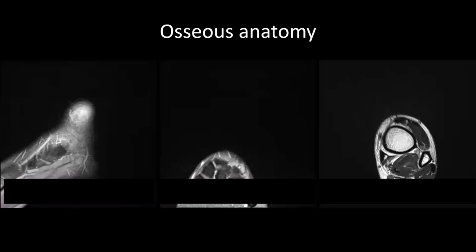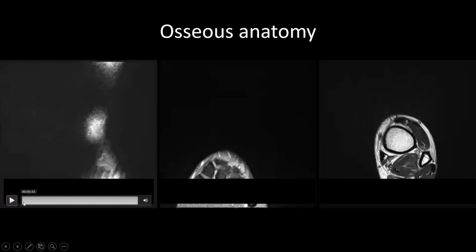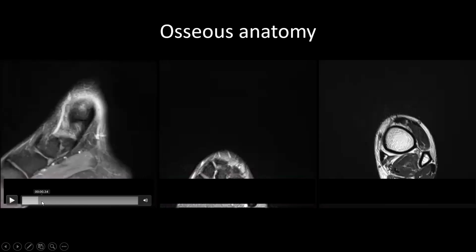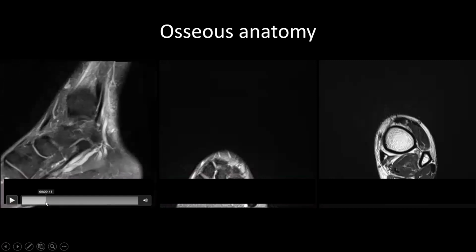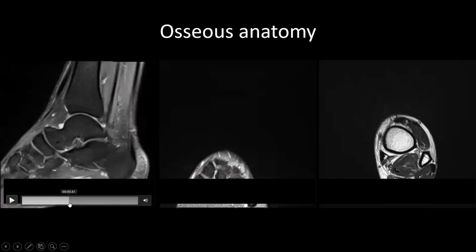Now let's move to the MRI anatomy. Let's first have a look at the osseous anatomy. This is the lateral view of the ankle where we are scrolling. This is actually the sagittal plane, PDFS sequence, and we are scrolling from medial to lateral, and we are seeing the lower end of the tibia articulating with the talus, and the beautiful ankle joint, where the hyperintense structure is the articular cartilage.